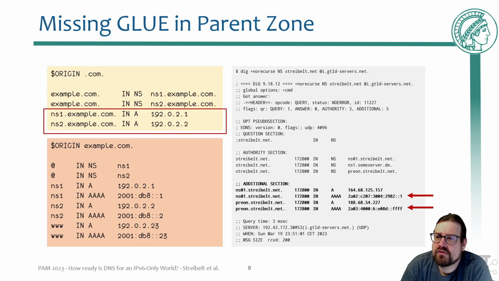Here I sent a query for DNS records of one of my domains to one of the authoritative name servers for the .net top-level domain. Note how the additional section contains A and AAAA records for all name servers that are in bailiwick, but not for the server one, which is in a different top-level domain.